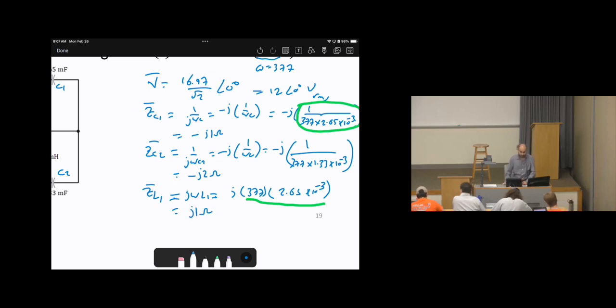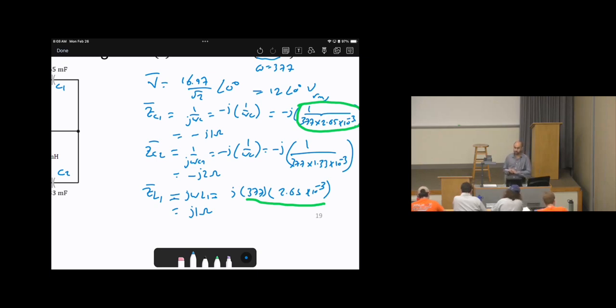Okay? That's the first step, which is very important: to convert all of the circuit elements from time domain to phasor domain. However, in the textbook, some problems have already been converted to phasor domain. Then you don't need to do the first step.